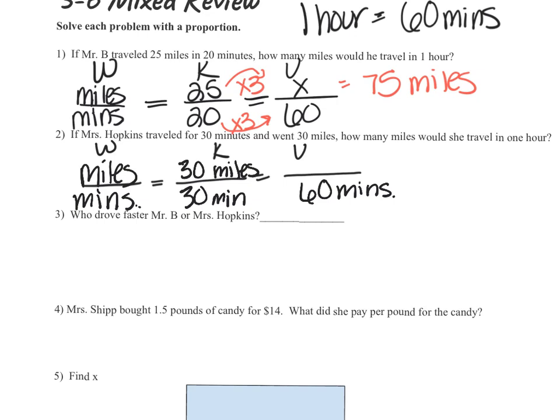So I'm going to do the same thing I did a second ago and scale up because I know 30 times 2 will get me 60. So I can do the same thing here to find x to be 60 miles. And both of these are per minute or per hour.